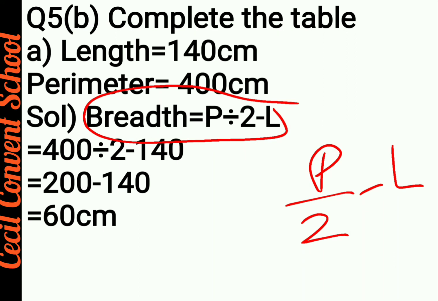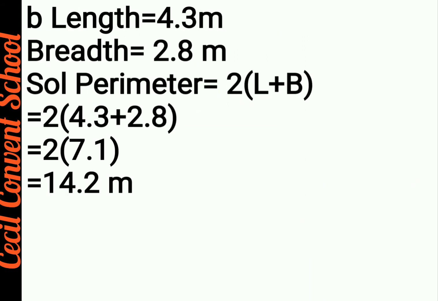So P value is 400. 400 divided by 2 minus 140. Firstly, BODMAS rule, what does it say? Divide. So 400 you have to divide by 2. Answer is 200. 200 minus 140. Answer will be 60 centimeter. Clear? Similarly, we do B part.